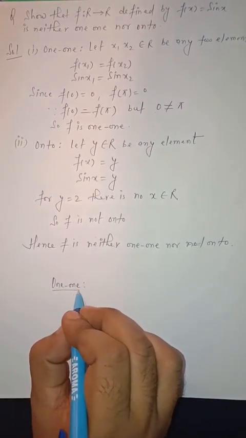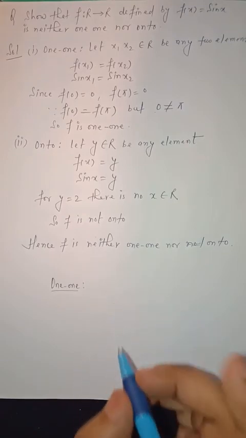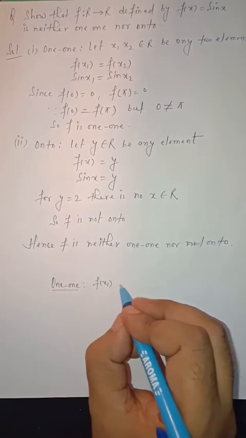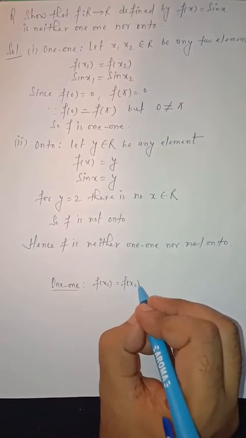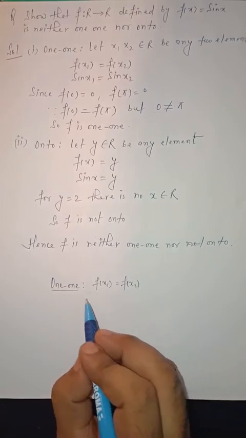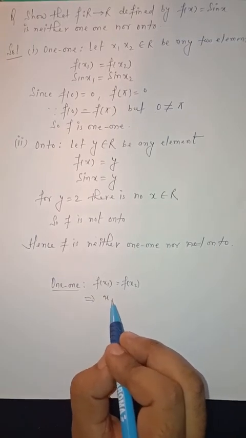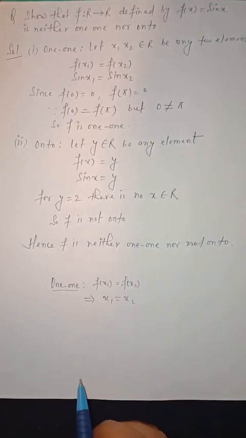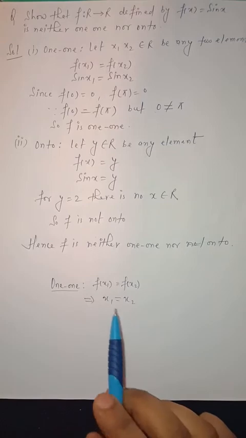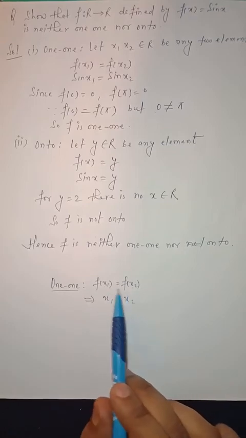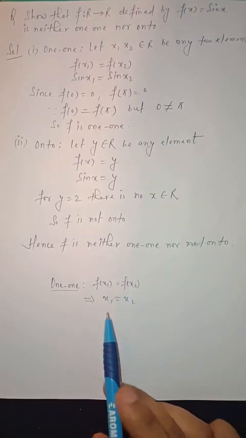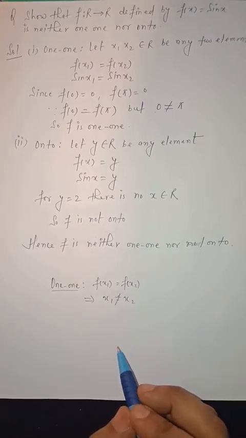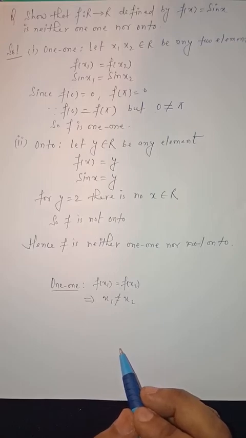We have already discussed this topic, but for a 1-1 function, always assume that f of x1 and f of x2 are equal and solve it. And if you are getting x1 and x2 are equal, then we will say that the function is 1-1. Suppose you have assumed f of x1 and f of x2 are same, and after solving you are getting x1 and x2 are not equal, then the function will not be 1-1.